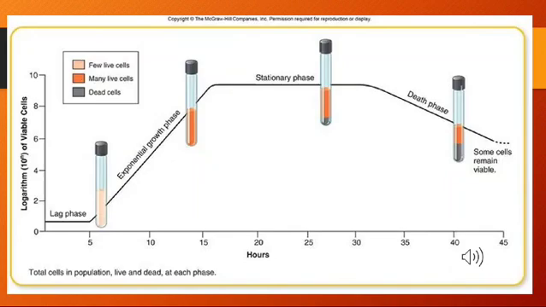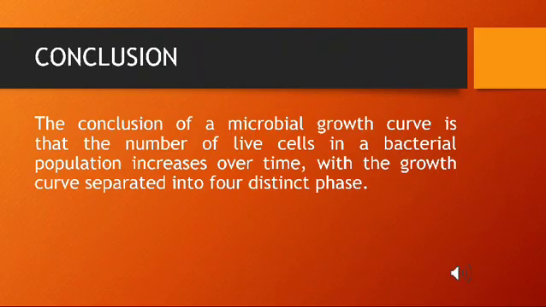First stage is lag phase, second is exponential growth phase, third is stationary phase, fourth is death phase. Conclusion of microbial growth curve.